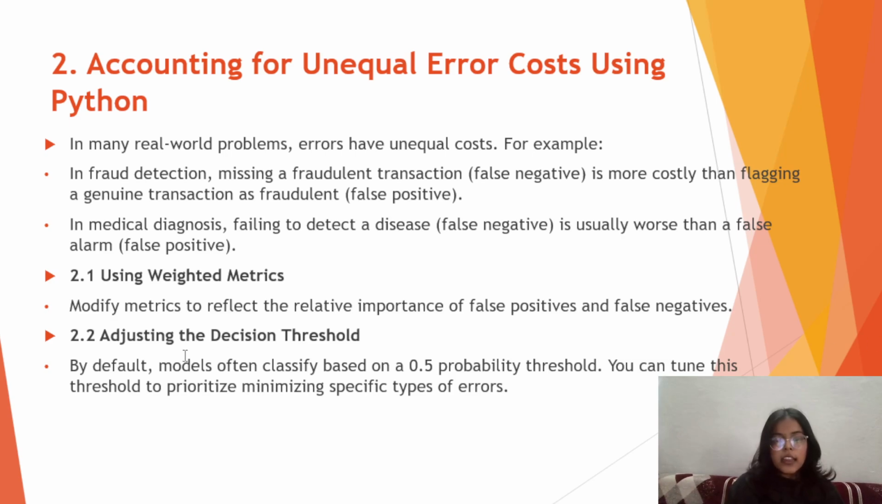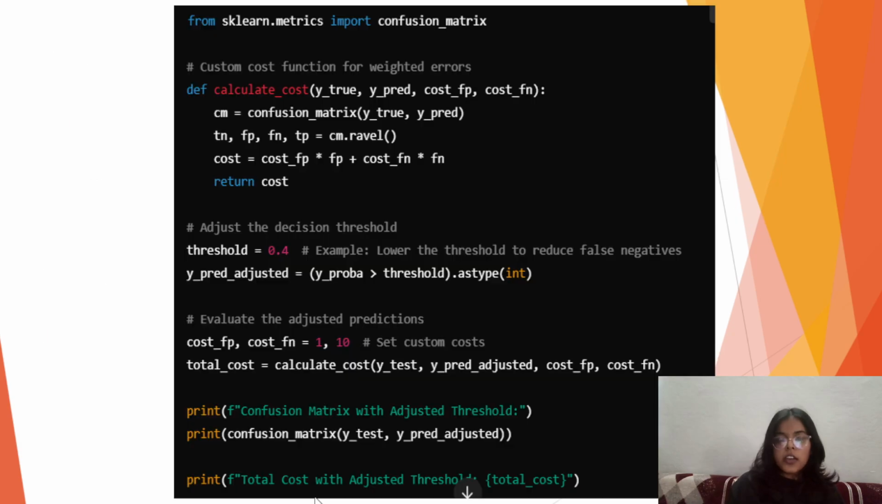And the second is adjusting the decision threshold. By default, models often classify based on a 0.5 probability threshold. You can tune this threshold to prioritize minimizing specific types of error.